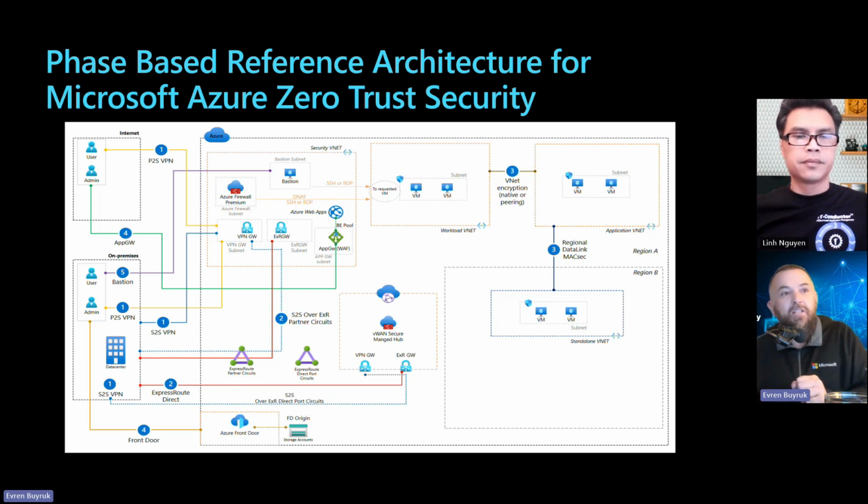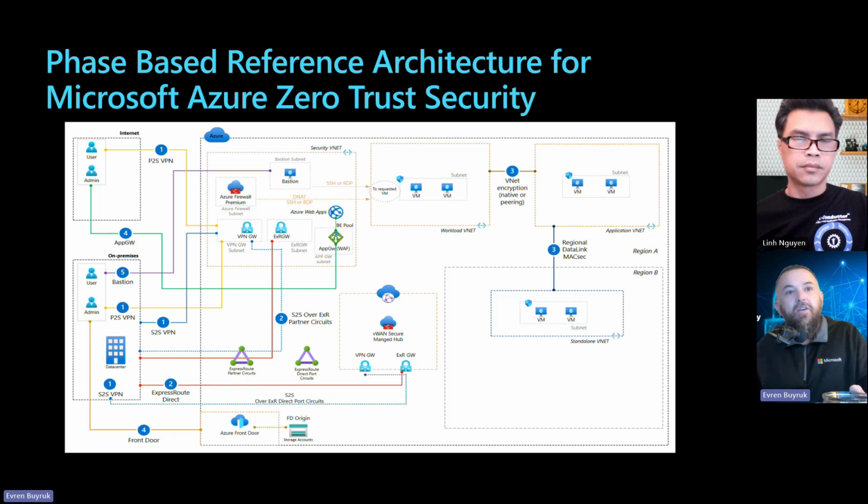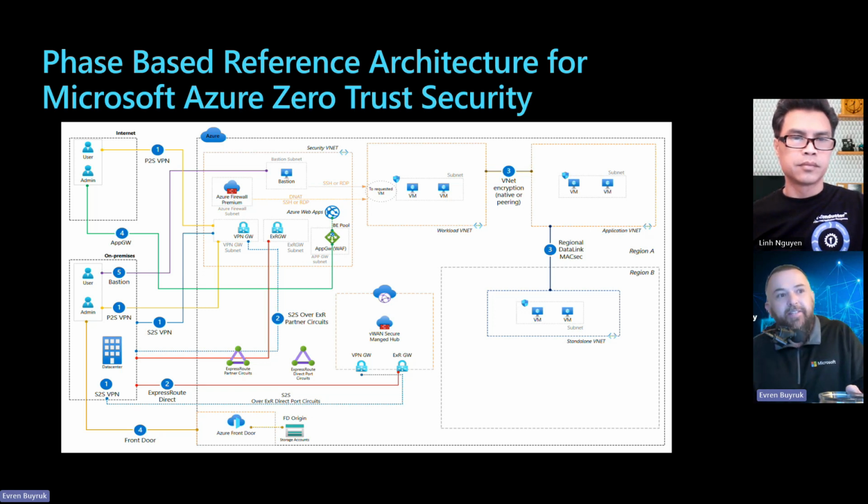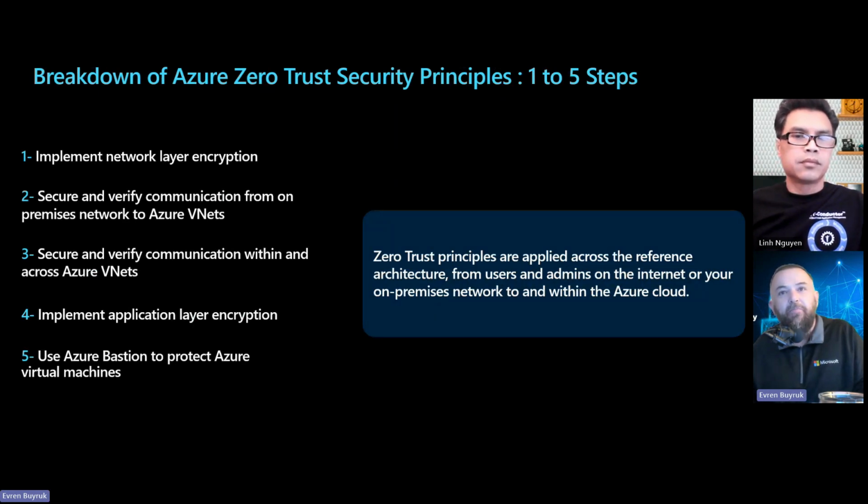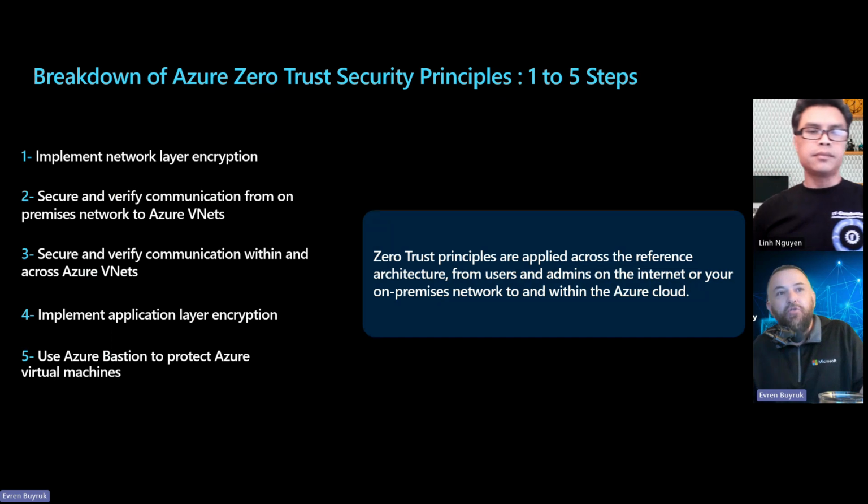So this is a reference architecture again, and any customer that is leveraging cloud technologies, specifically Azure, these are the key steps to achieve that zero trust security model within Azure. So of course we're going to be breaking that down. So breaking down of Azure Zero Trust Security Principles, step 1 to step 5.